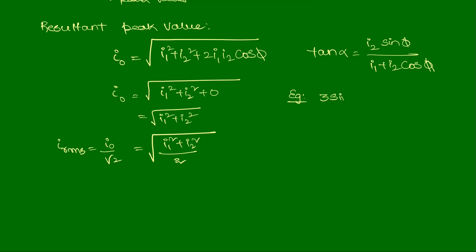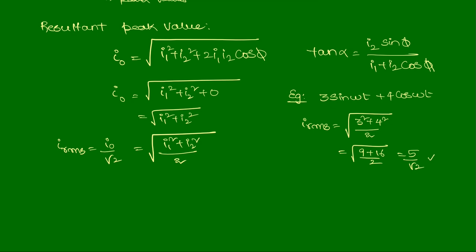Suppose they give 3 sine omega t plus 4 cos omega t, and they ask you what is I RMS. I RMS will be equal to simply the square root of 3 square plus 4 square by 2, or the square root of 9 plus 16 by 2, or it will be 5 by root 2. This kind of questions you can expect.